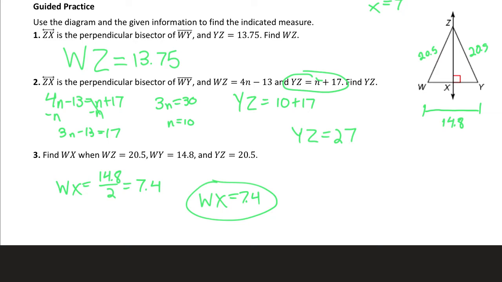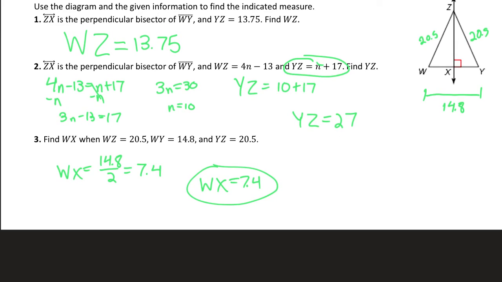In the last one, I wanted to illustrate by labeling the known values, the known measurements. So WZ and YZ were the same, making ZX a perpendicular bisector. That bisector is bisecting WY, meaning it's cutting WY into two equal parts. So to find WX, I took the entire length, divided it by 2 to get the measure of WX.